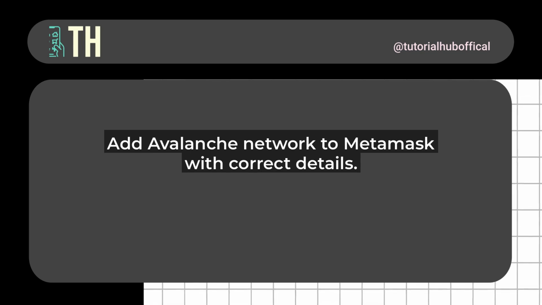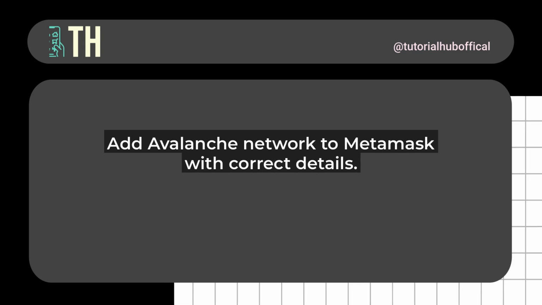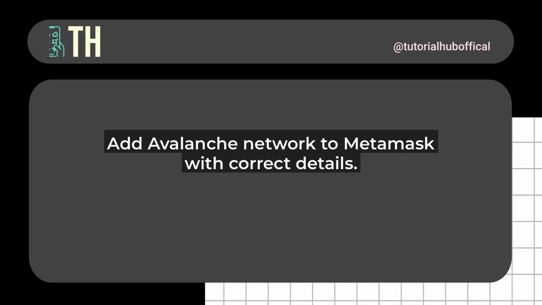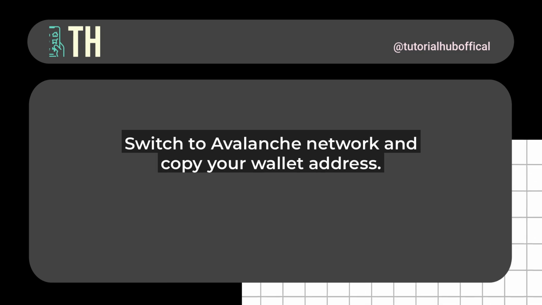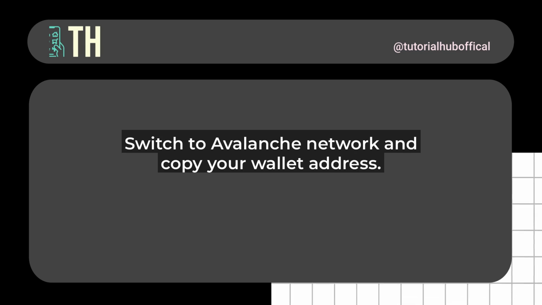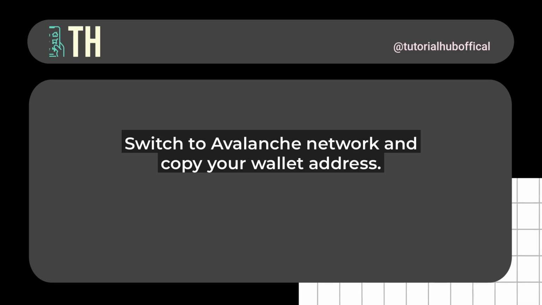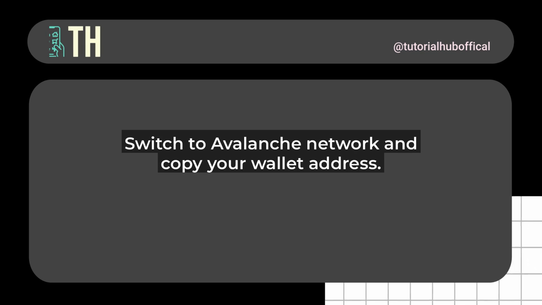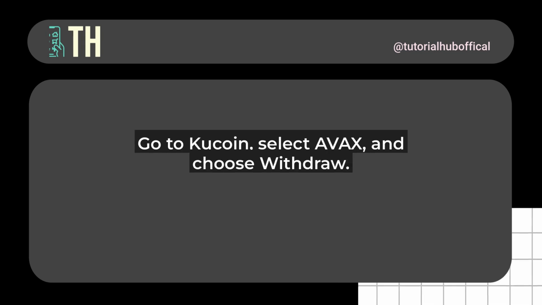Network name as Avalanche. RPC URL is https://api.avax.network/ext/bc/C/rpc, chain ID is 43114, symbol is AVAX, and block explorer URL is https://snowtrace.io/. Hit save to add it. Once that's done, switch to the Avalanche network in Metamask.